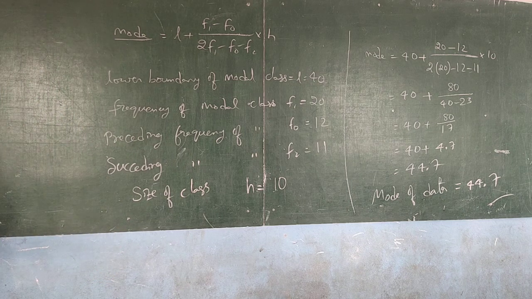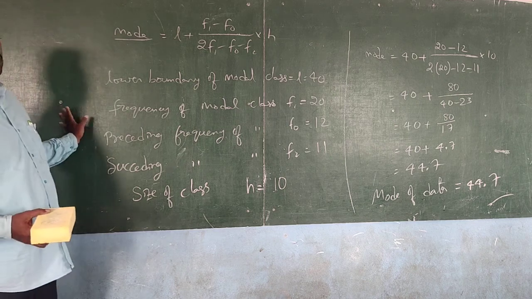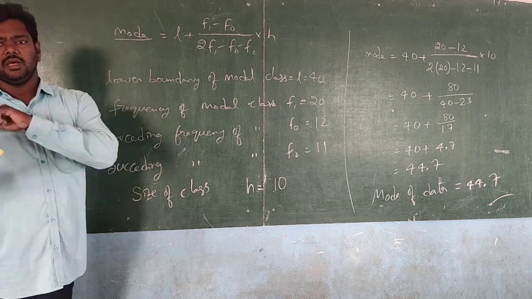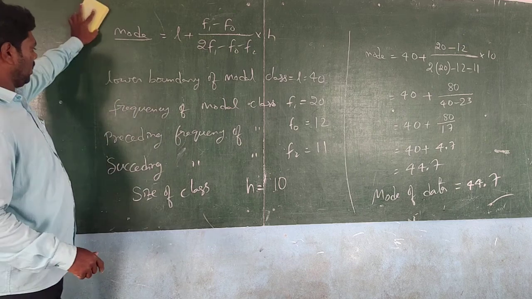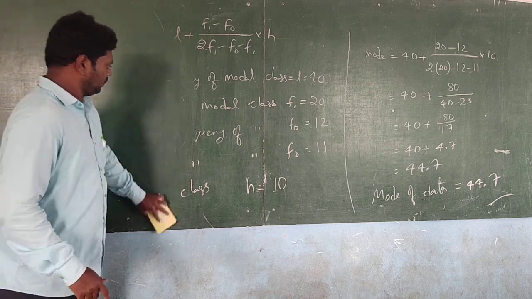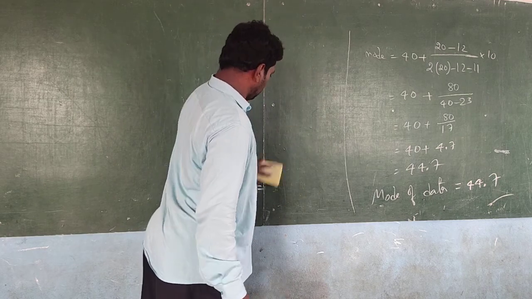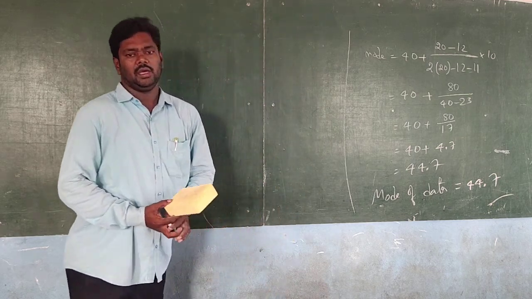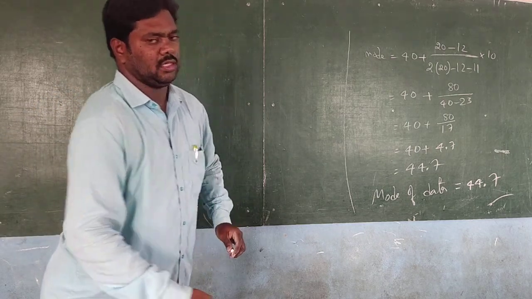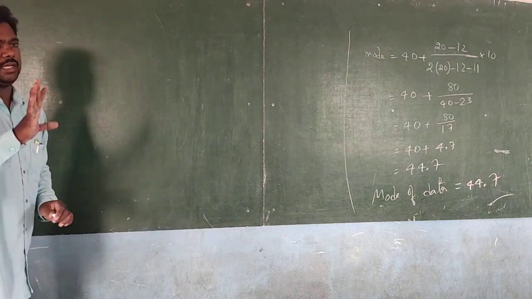While drawing the table, you can draw boxes. It is better to use a pencil and scale to draw the frequency table like boxes. It is a better presentation. Next problem, go to exercise 14.3, finding the median. I will repeat the median concept for just two minutes.